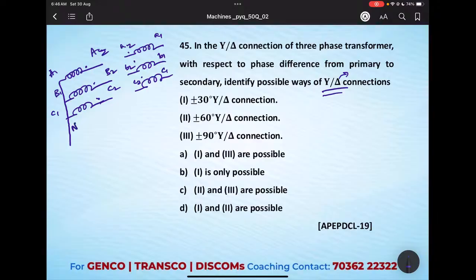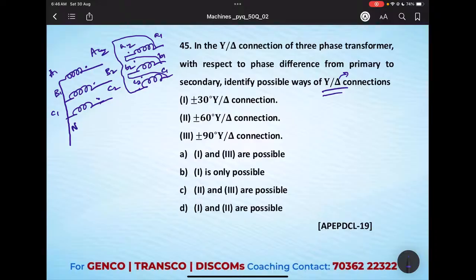Okay, based on the sense of connection, there will be two possibilities for delta. For suppose if you connect the delta like this, it will give one type of phasor diagram. Okay, this is the delta connection.